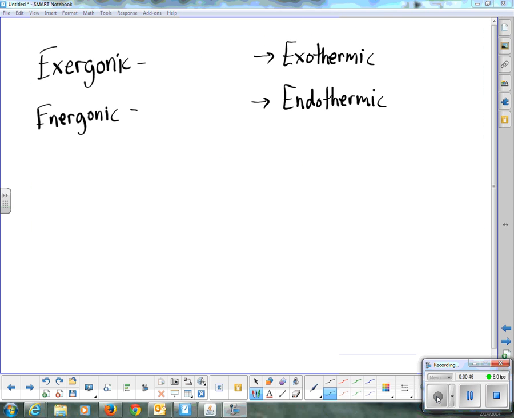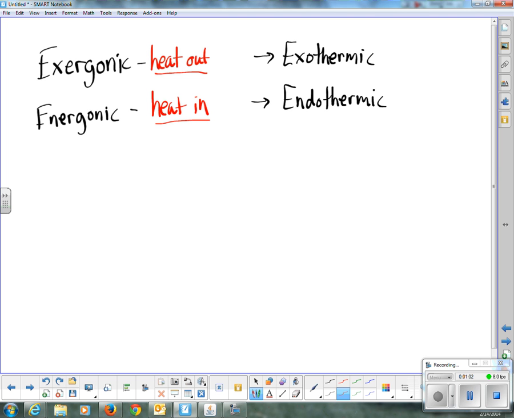Okay, so we have exergonic. Remember, that is with heat out. And endergonic is where I'm putting heat in. When I talk about exergonic or endergonic, think exothermic and endothermic. That might help you because we've talked about those terms before.